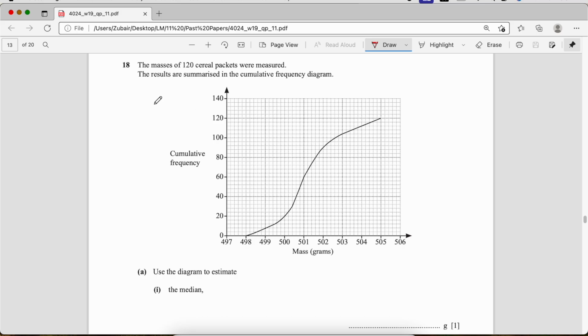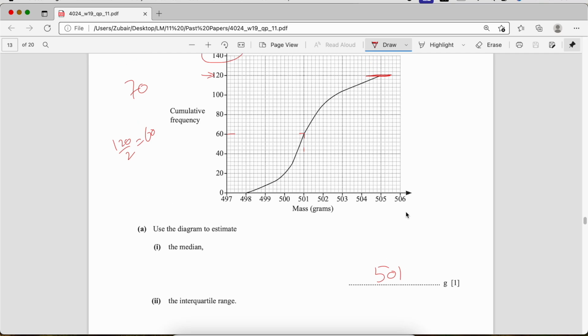Question number 18. The masses of 120 cereal packets were measured. The results are summarized in the cumulative frequency diagram. Use the diagram to estimate the median. Now don't get confused with this 140. Don't just quickly jump to 70. The median is half of the maximum value, and that's 120 in this case. 120 by 2 is 60. So I'm going to read the graph at 60, and this 501 is the median.